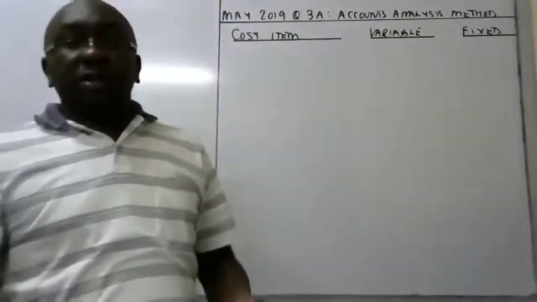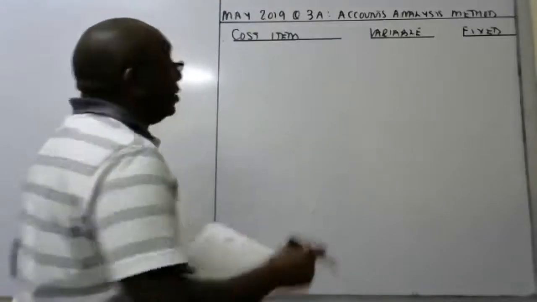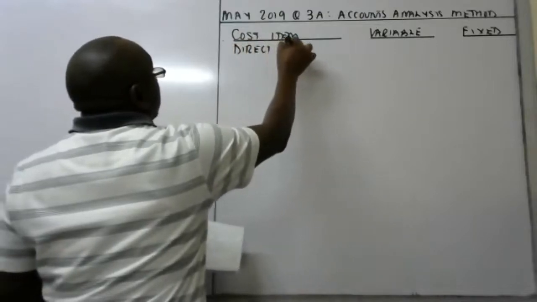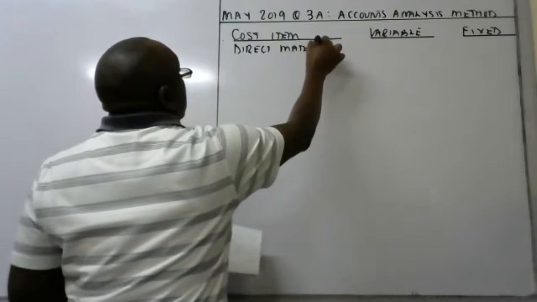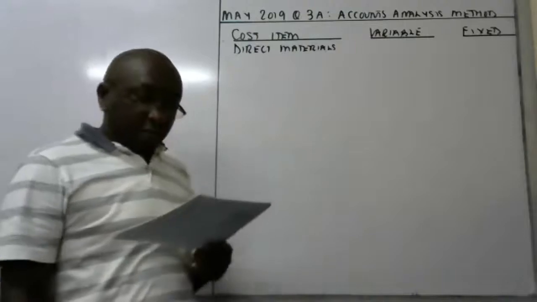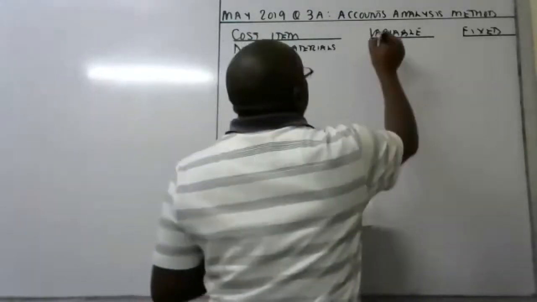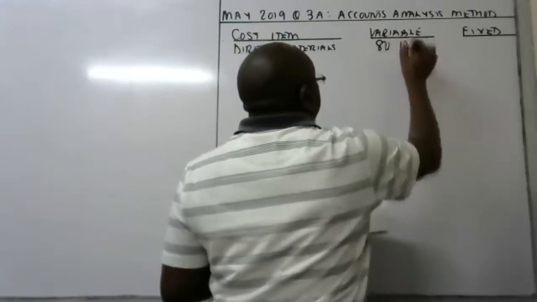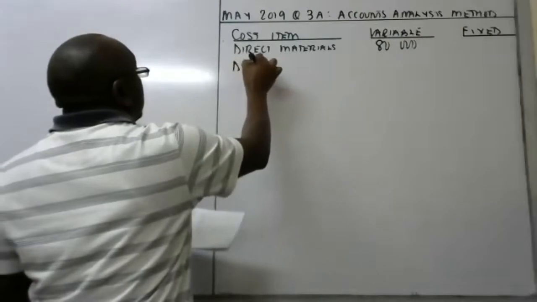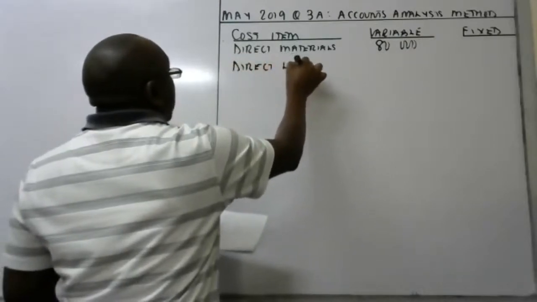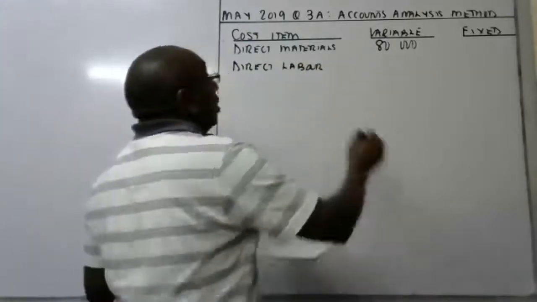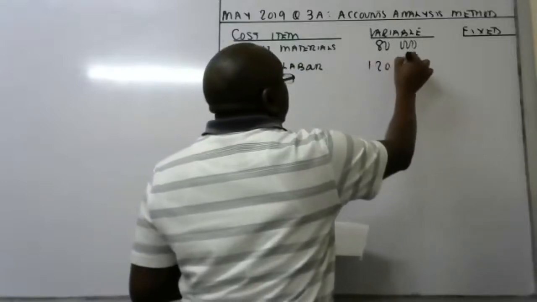So looking at the question, the first item is direct materials. Now, direct materials, as we know, is a variable cost. So we are going to record 80,000 here. Then direct labor. Direct labor, again, as we know, is a variable cost. So we are going to put 120,000.